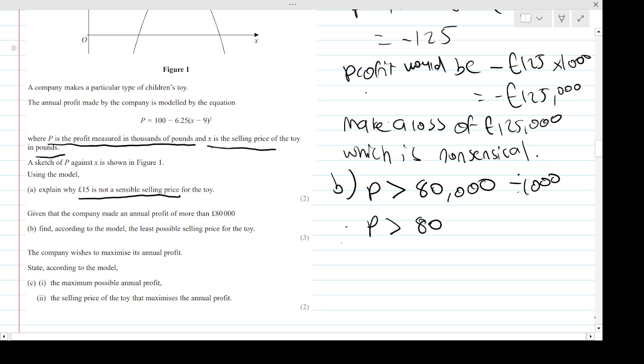Okay, so that's why underlining the units of everything is important. Okay, so P is greater than 80. Well, we know what P is. P is going to be 100 minus 6.25 of (x minus 9) all squared, because remember, it's asking for the least selling price. Selling price is to do with x, okay? So we need to put that greater than 80.